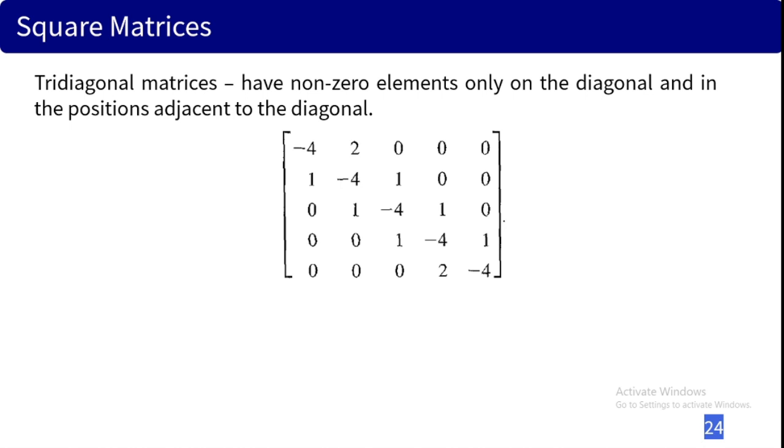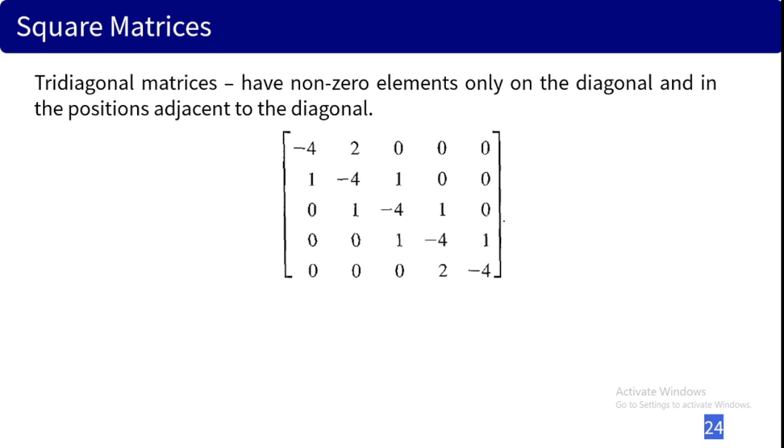Tridiagonal matrices are those that have non-zero elements on the diagonal and in the adjacent positions to the diagonal. Take a look at this example. You will see non-zero elements in the main diagonal. So this is our main diagonal. All the elements here are non-zero. And we can see the adjacent two positions to the diagonal are also non-zero. So we see here 3 diagonals that are non-zero. Hence the name of this matrix, tridiagonal.